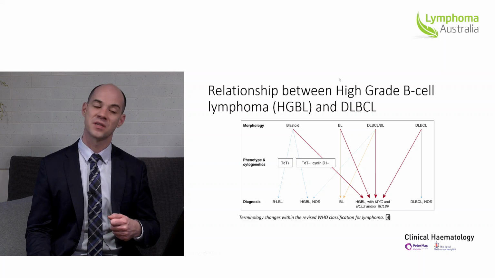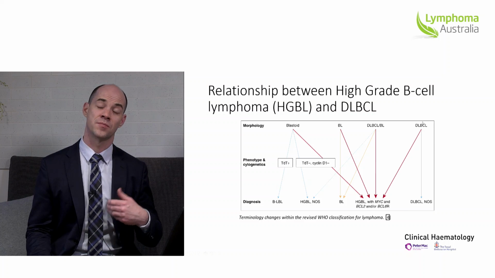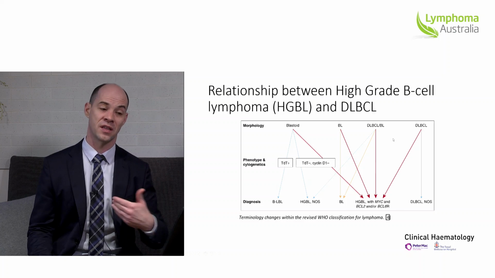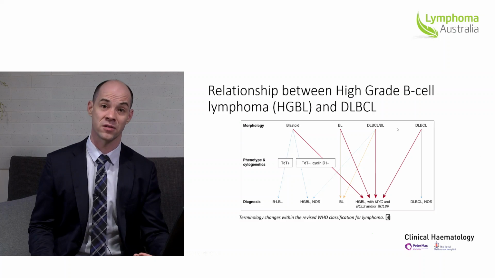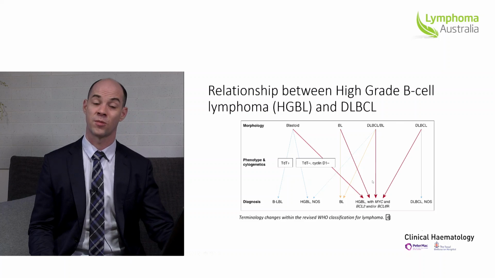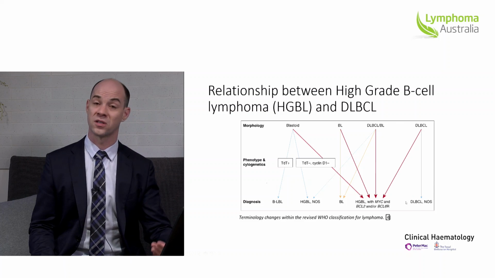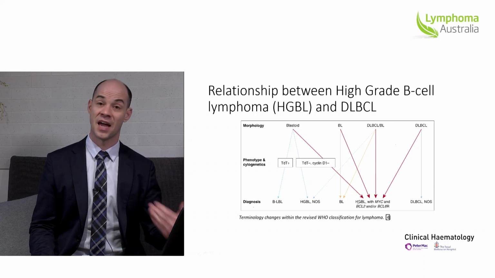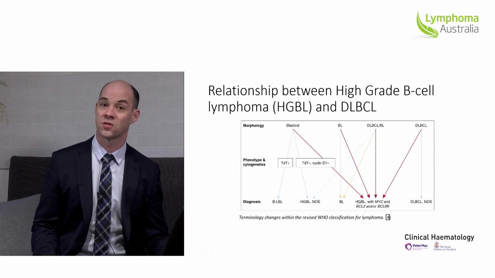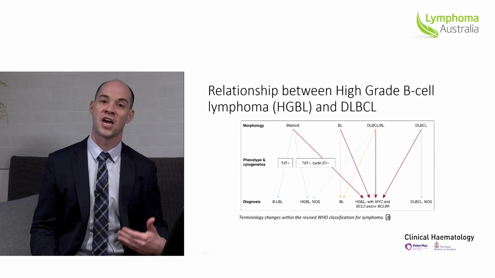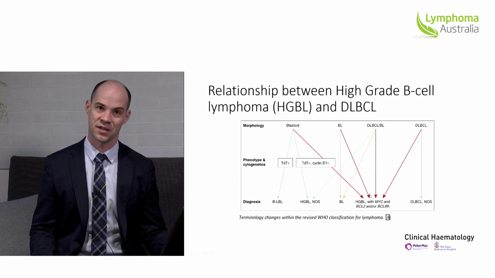The other point to make is that a pathologist may issue several reports, and they may start and say, well, when I look down the microscope, it looks like diffuse large B-cell lymphoma, and so I'm going to call it diffuse large B-cell lymphoma. But now that I've got the FISH result, which often comes through several weeks later, I'm going to change the terminology to high-grade B-cell lymphoma.